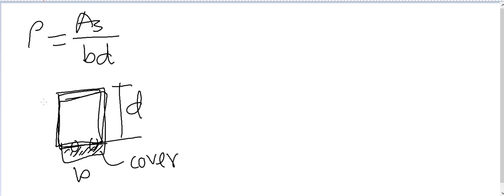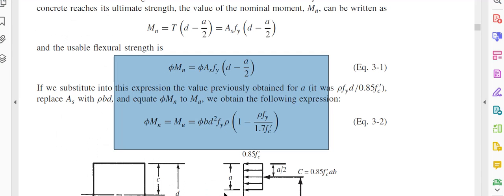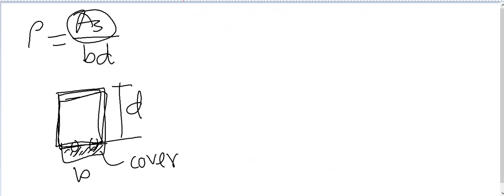Again, for column there is a different steel ratio. So for beam, by steel ratio we mean the area of reinforcement divided by the cross section, and the cross section is represented by B and D. That is the steel ratio. So what we learn is that rho is As over BD, or As is rho BD. So we can replace As by rho BD.